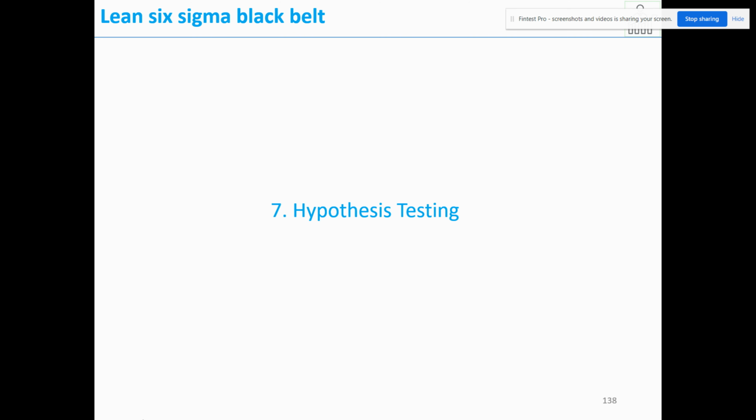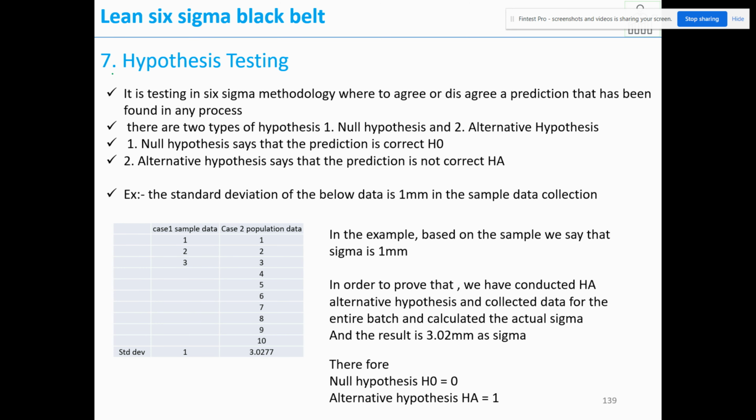So next we are going to see hypothesis testing. So what is hypothesis testing? It is testing in Six Sigma methodology to agree or disagree with a prediction that has been found in any process. So what is a prediction? It can be a statement, whether we are going to agree with the statement or not. So we are going to prove whether that statement is correct or not.